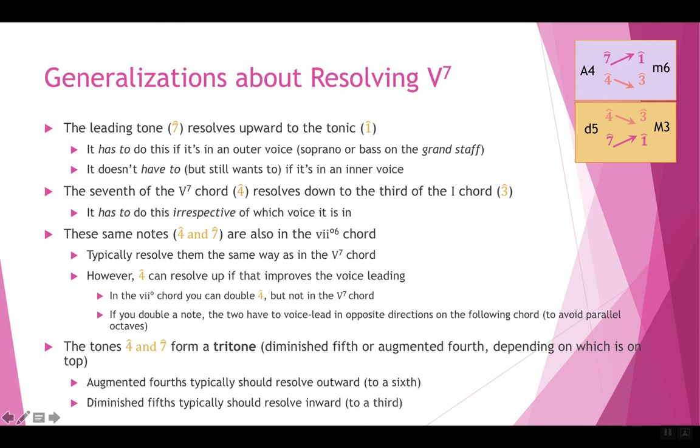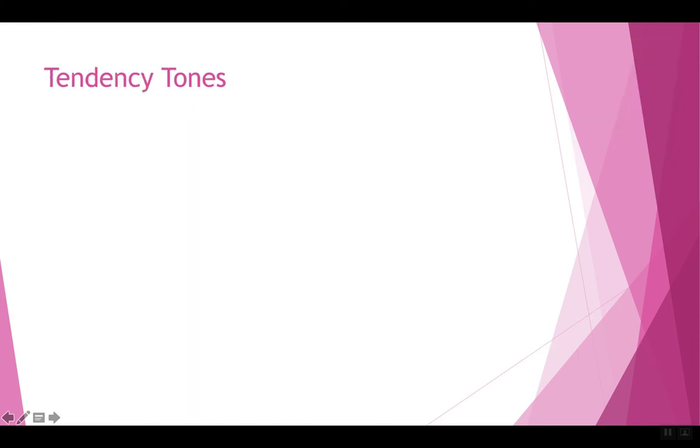The augmented fourth wants to resolve out, and that's simply because scale degree 7 wants to go up to 1, scale degree 4 wants to go down to 3. And the diminished fifth wants to go in, and that's just because 4 wants to go down to 3 and 7 wants to go up to 1. Okay, so you can remember these rules. Augmented fourths typically resolve outward. Diminished fifths typically resolve inward.